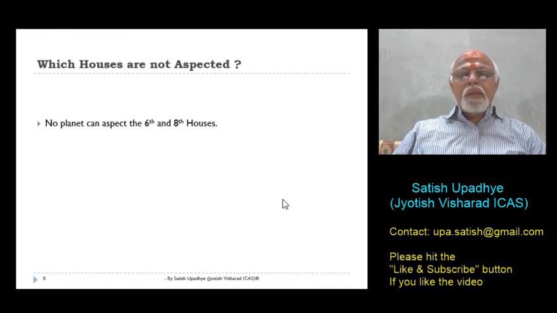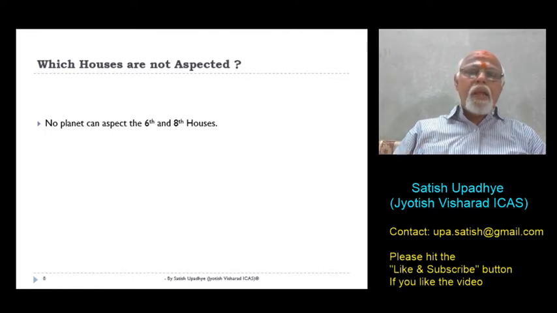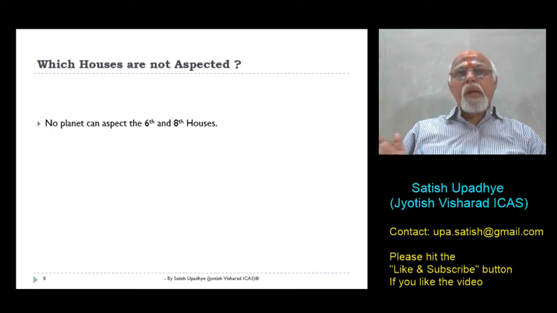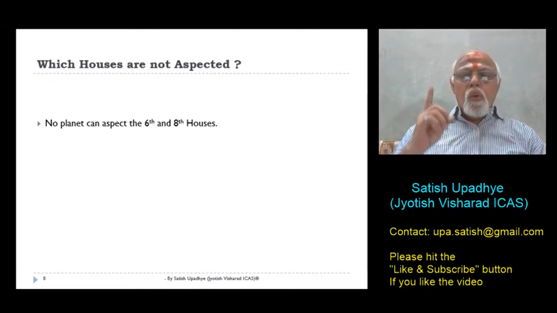Now the question arises, which houses are not being aspected by any planet? We have seen that all planets are aspecting the 7th house. As far as Mars is concerned, it is aspecting the 4th and 8th house. Jupiter and Rahu are aspecting the 5th and 9th house. Saturn is aspecting the 3rd and 10th houses. Rahu has got a special aspect of the second house or the 12th house. The only houses which are not being aspected by any planet are the 6th and 8th houses. No planet aspects the 6th and 8th houses.